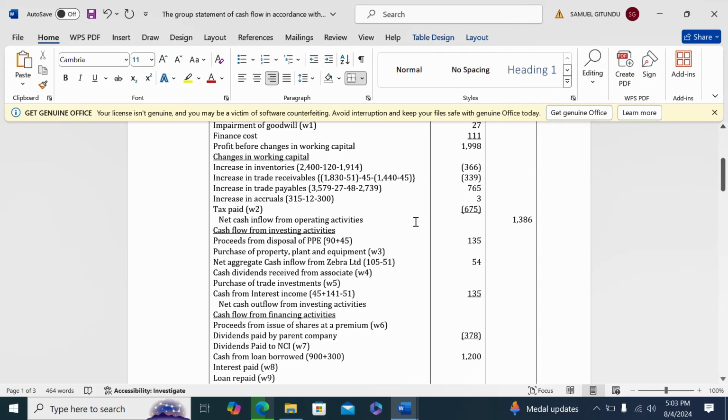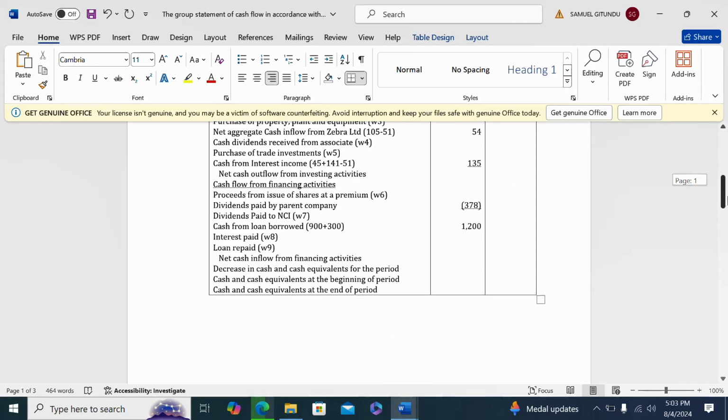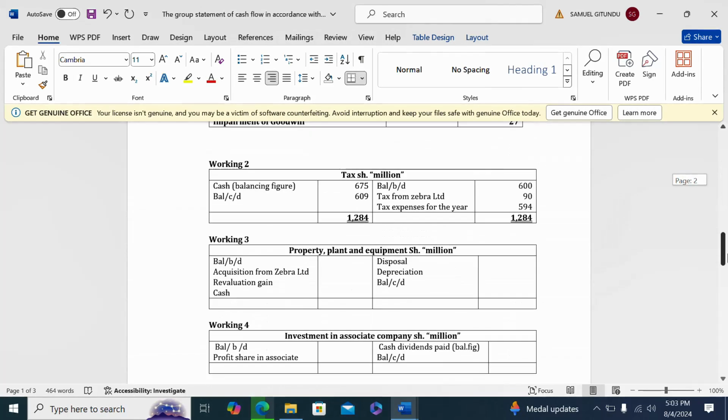Then we go to working number 3, which is the purchase of property, plant, and equipment. So we put our working 3 so that we can get the cash. We start with the balance brought down.